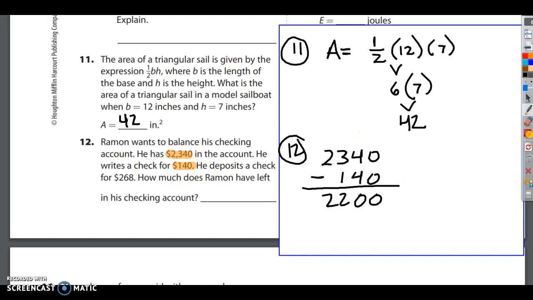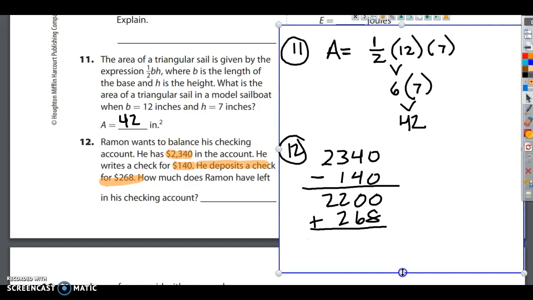He then deposits a check. Do you know what deposit means? Deposit means to add. That means you put money in your account. So I'm going to go ahead and add now $268. You write a check, your amount decreases. You deposit a check, your amount increases. So 8, 6, 4, 2, I get $2,468.